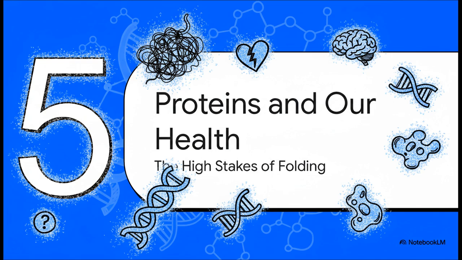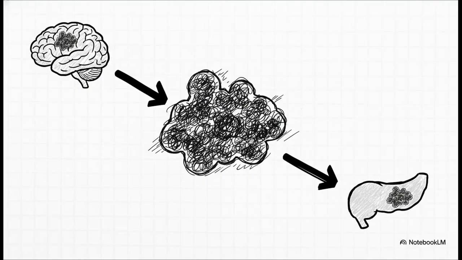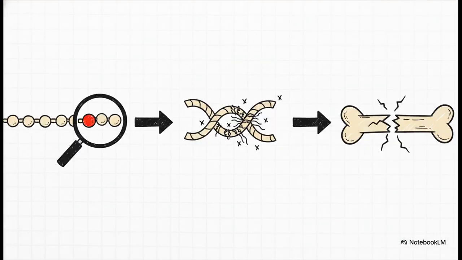And this constant fight between proper folding and misfolding, this isn't some abstract drama happening in a textbook. It has very real and sometimes very serious consequences for our health. So many awful diseases are, when you get right down to it, diseases of protein misfolding. I mean, look at this list. Alzheimer's, Parkinson's, even type 2 diabetes. They are all linked to that toxic buildup of amyloid fibrils, just in different parts of the body, like the brain or the pancreas.